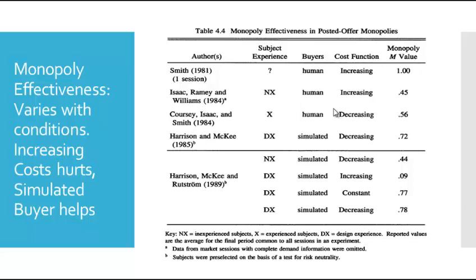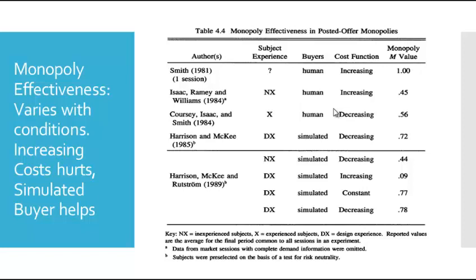Now a large number of experiments have been conducted. So there is a monopoly effectiveness index which basically tells how much of the surplus you extract. So depending on different kinds of conditions, people can extract all of the monopoly profits or some of it. So there are two types of conditions. First of all, you see this is a list of a large number of different experiments on monopoly.